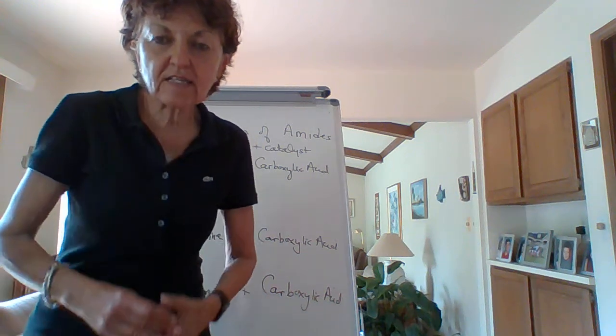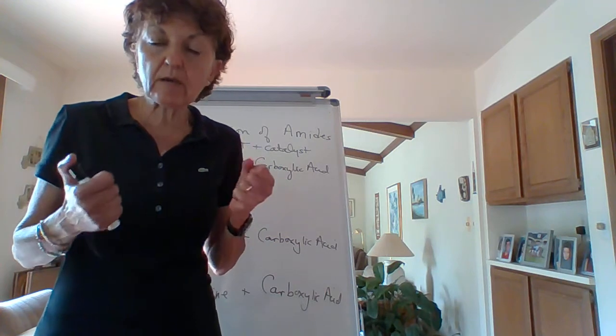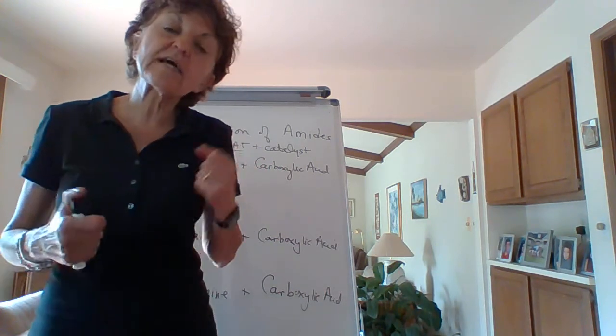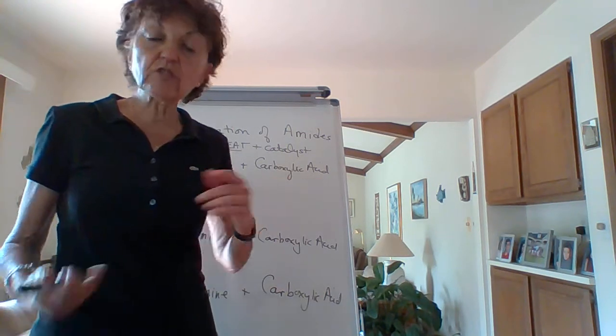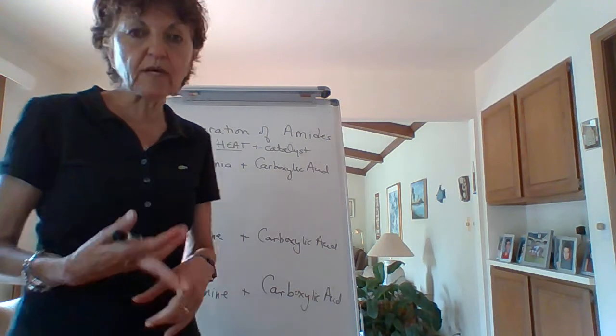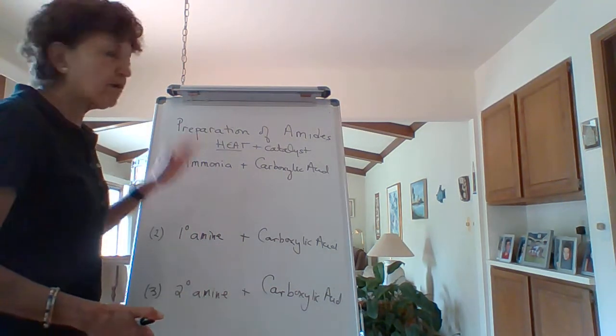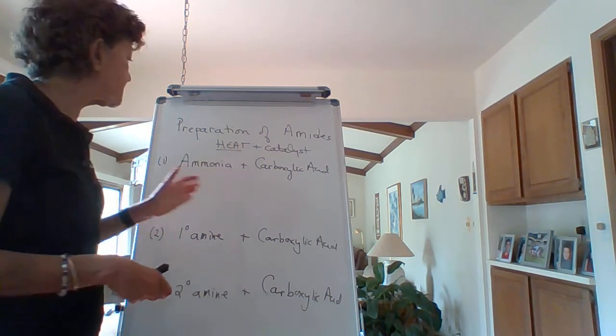All right, so the last little stretch here. How do you prepare an amide? Meaning, how do you synthesize? How do you make an amide? Well, it depends on which amide you want. Do you want a primary amide, or a secondary amide, or a tertiary amide? In order to prepare any amide, you're going to need heat, usually about 100 degrees Celsius, and a catalyst.